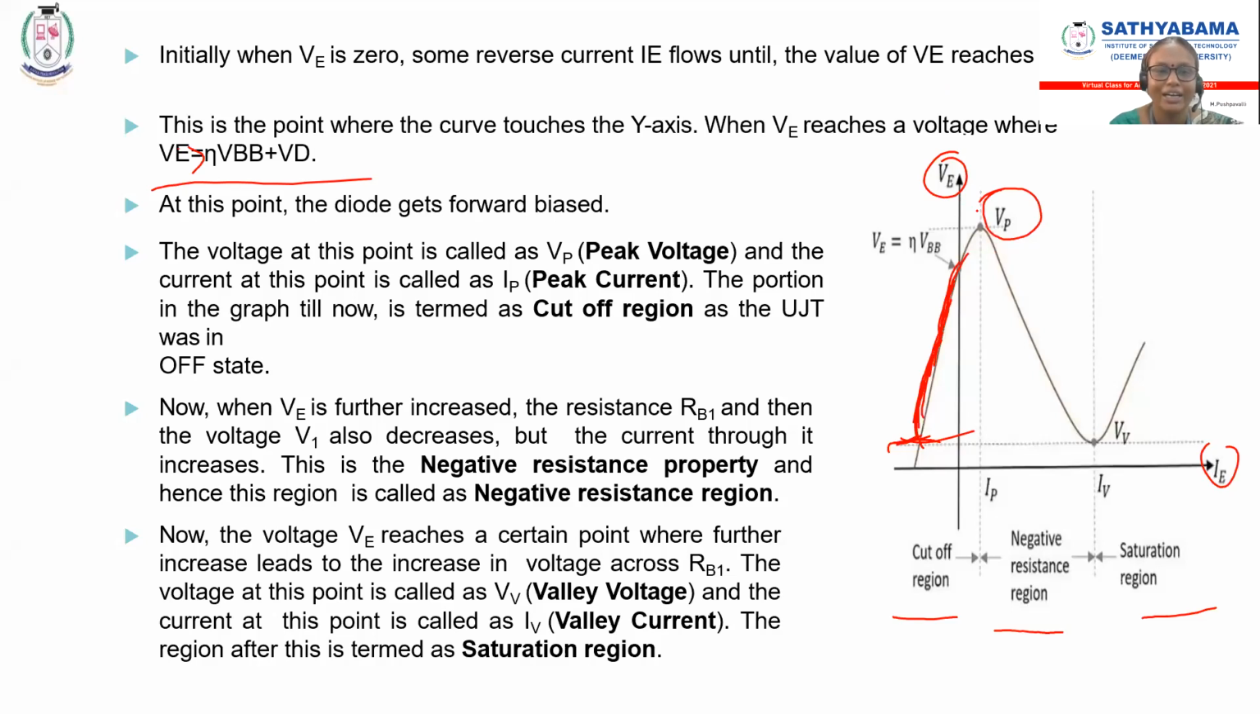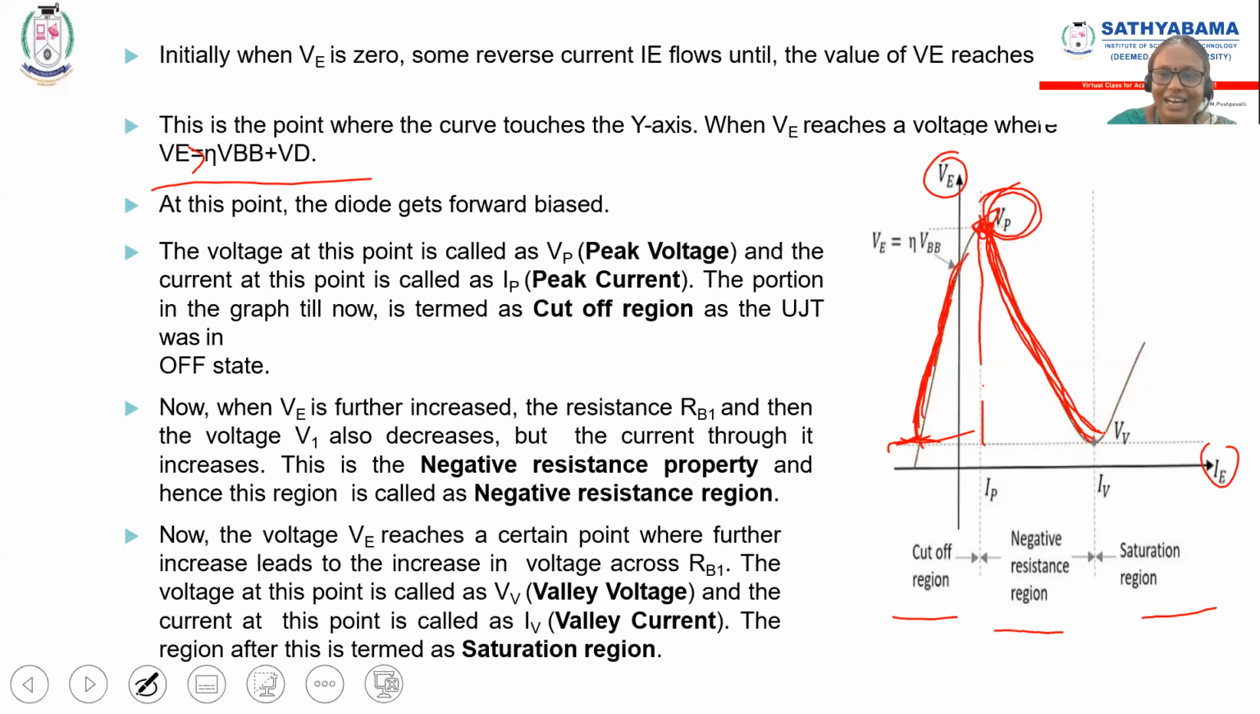So here VP stands for peak voltage. At that peak voltage, the current is also at its peak. The voltage is high and my current is also high. At that point, my UJT will be turned on. Then comes the region where, even though the current is still high, the voltage falls below. This is called the negative resistance region. The portion of the graph until now is termed the cutoff region of the UJT.